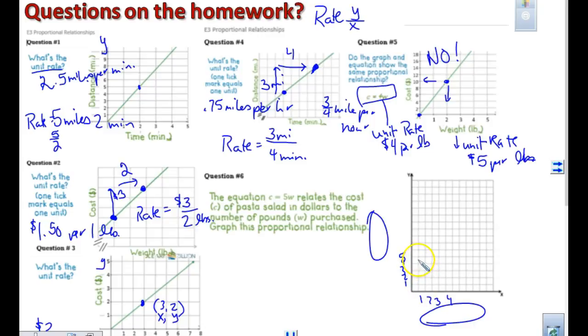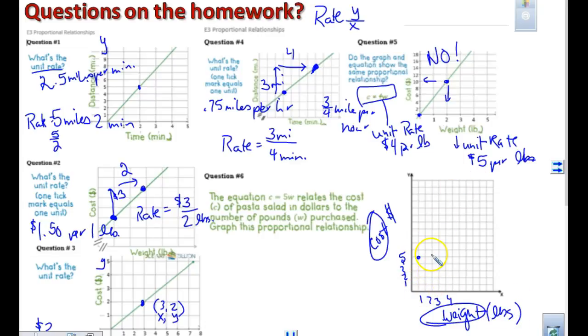And so I see this. Now, some people decided to go up by 5. I need labels. So what were we talking about here? We were talking about our cost. What kind of cost? In dollars. What are we talking about here? We're talking about the pounds of salad, right? So this is going to be our weight. If you are not doing these and putting labels with them, I need those, okay?